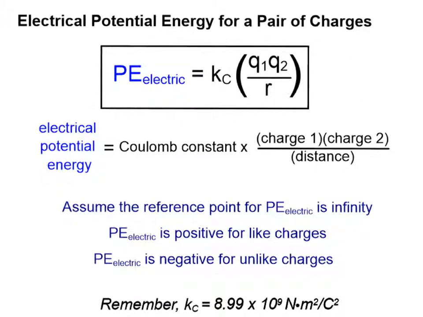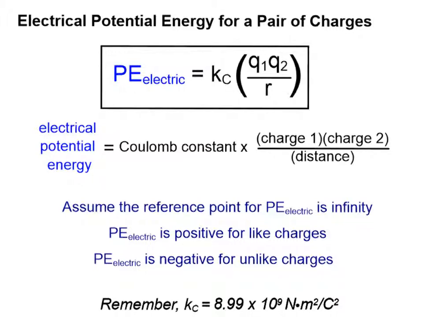Electric potential energy for a pair of charges is equal to the Coulomb constant times the charge on each of the charges, divided by simply the distance, not the distance squared. This should look a whole lot like Coulomb's law, but Coulomb's law has r squared on the bottom. A couple of things to note about this equation. One, remember what our Coulomb constant is. It's that same number that we've been using.